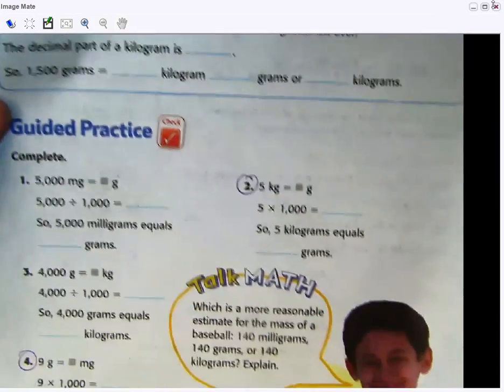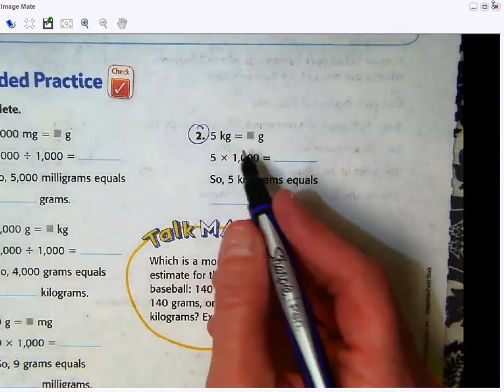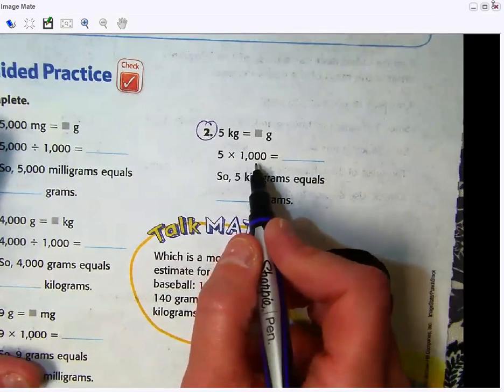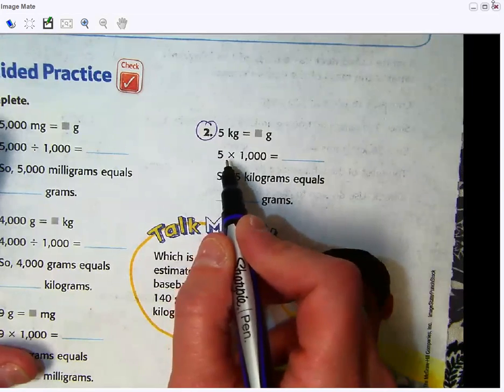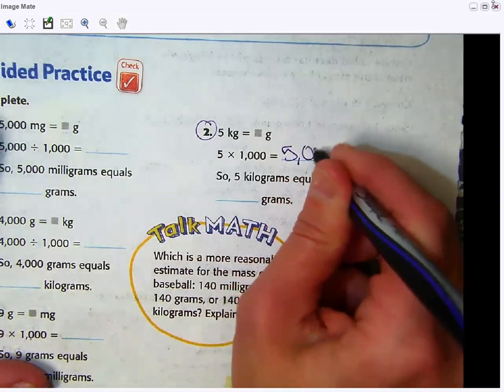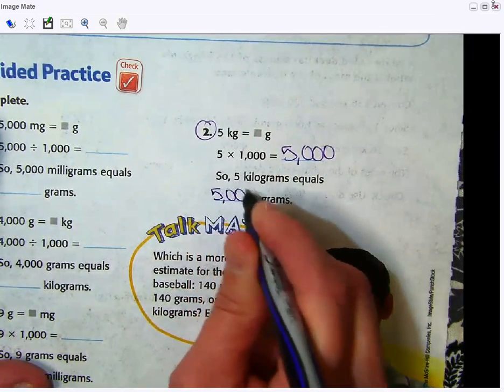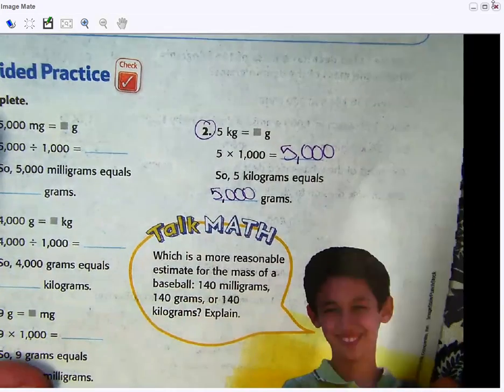On page 872, we are going from kilograms to grams. So we know that there are 1,000 grams in a kilogram. So we're going to be multiplying 5 times 1,000. So in 5 kilograms, you're going to have 5,000 grams.